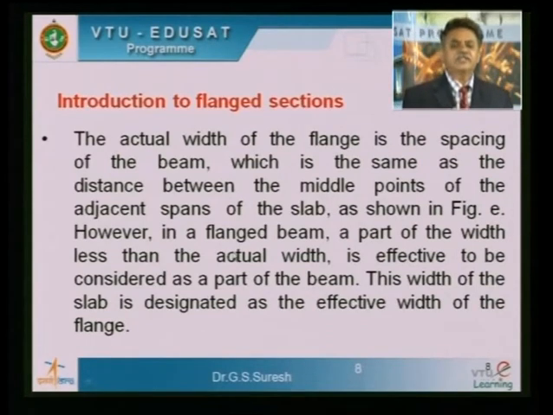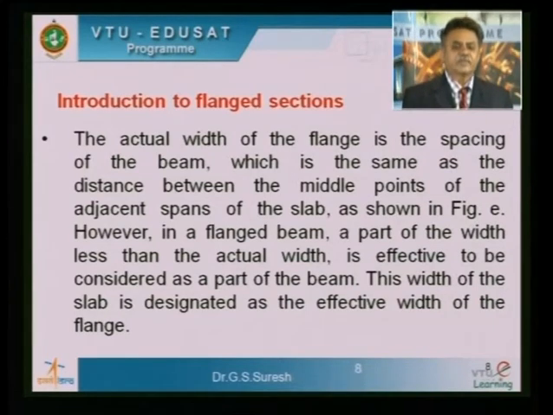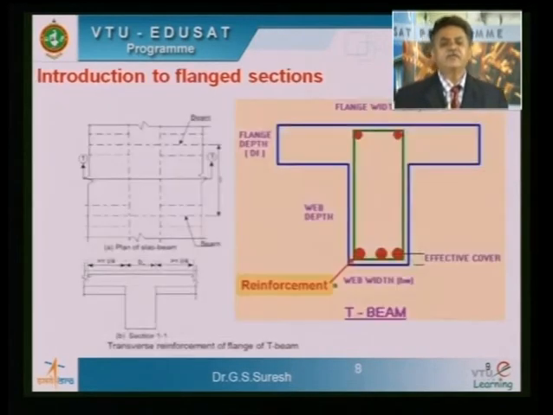Now, we shall have to understand how the slab acts along with the beam. When the center to center of the beams is quite large, partially the slab contributes to the beam. Between the beam and the middle point of the slab, as shown in the next figure, the flange of the beam will act along with the beam, forming what is called the top flange. This width of the slab is designated as the effective width of the flange.